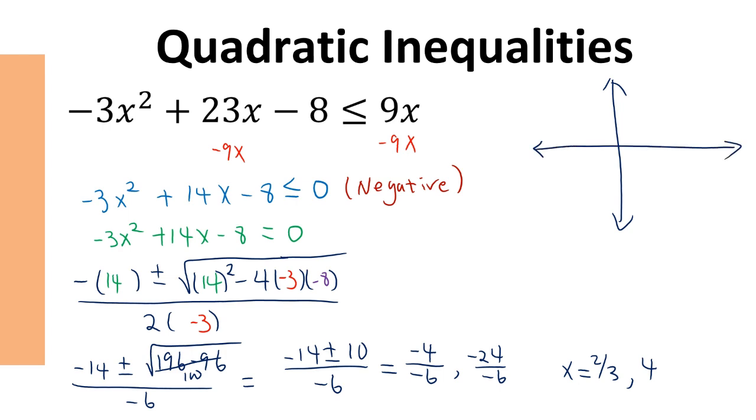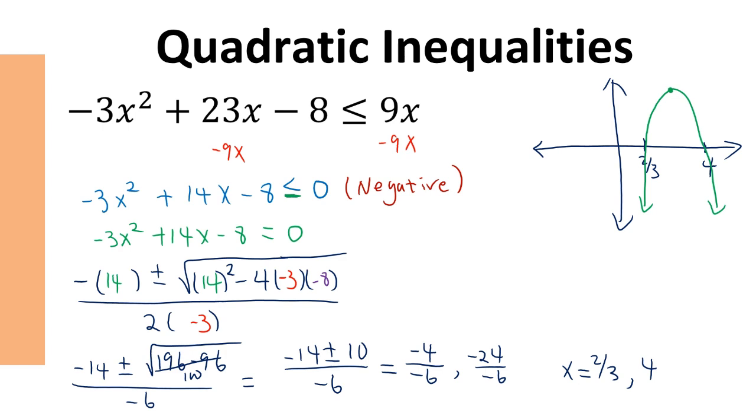So 2/3 comes first. 2/3 is somewhere here and 4 is here. The next thing we need to figure out is whether or not this parabola opens up or down. Since our a value is negative, we know our parabola is going to open down, and it's going to have a maximum point. I'm going to use a solid parabola because we have that equal bar at the bottom here, so we are going to draw a solid parabola.